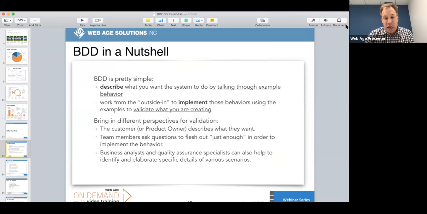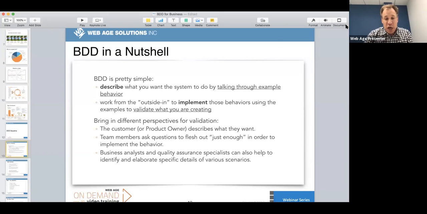It sounds simple and it sounds like something that you're probably already doing, but I'm willing to bet that you're not exactly doing that. And so we want to work from an outside-in approach, right? To implement those behaviors from the outside in. What that means is we start focusing on the customer value, on what the customer is going to do. Now, when we talk about behavior-driven development, we want to bring all kinds of voices to the table for validation. And that would include the actual customer. It would include the product owners. It would include stakeholders, other developers, anybody that's actually going to be using the systems.